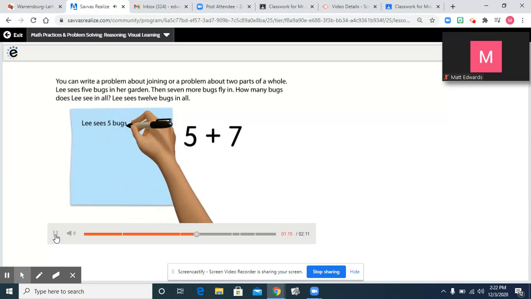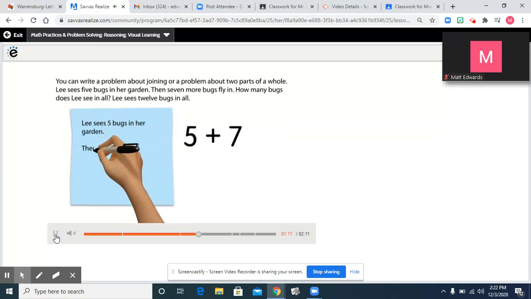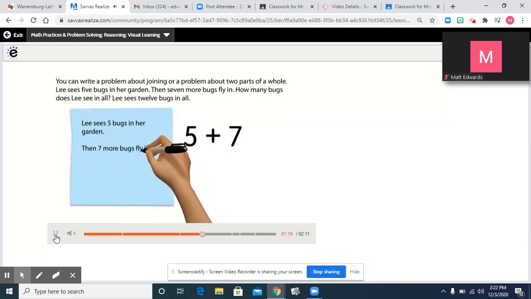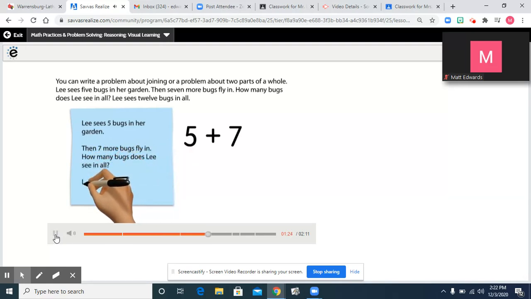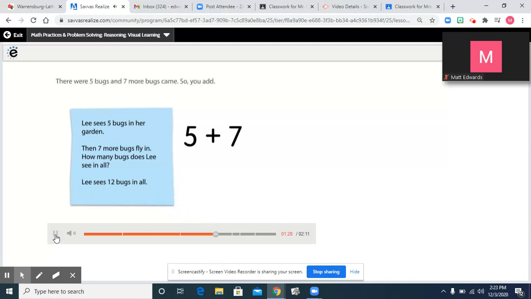Lee sees 5 bugs in her garden. Then 7 more bugs fly in. How many bugs does Lee see in all? Lee sees 12 bugs in all. There were 5 bugs and 7 more bugs came. So you add.